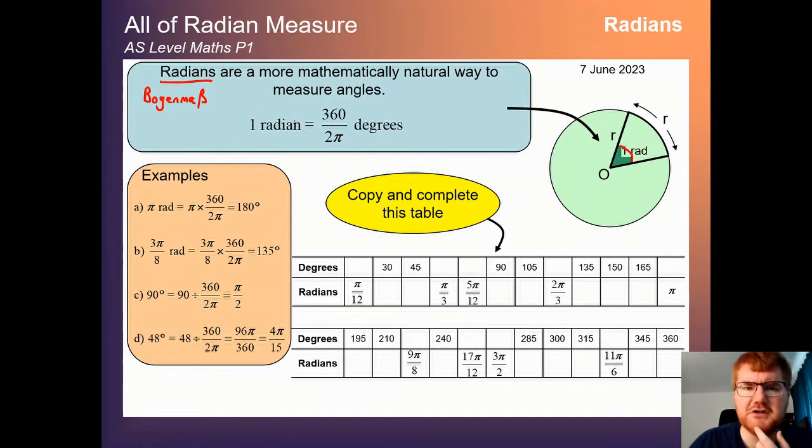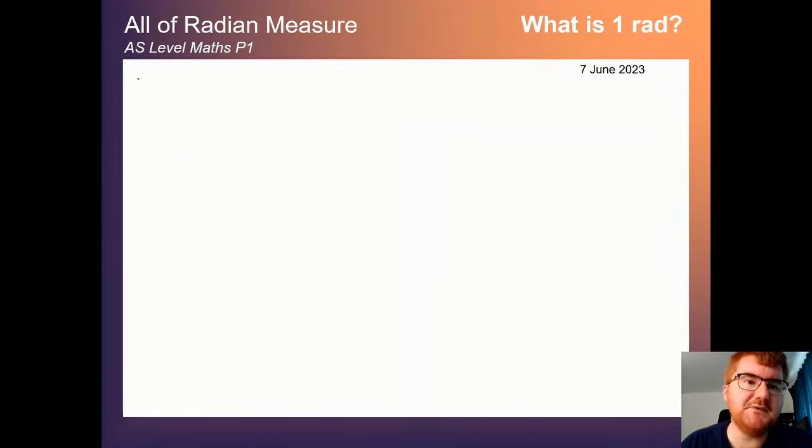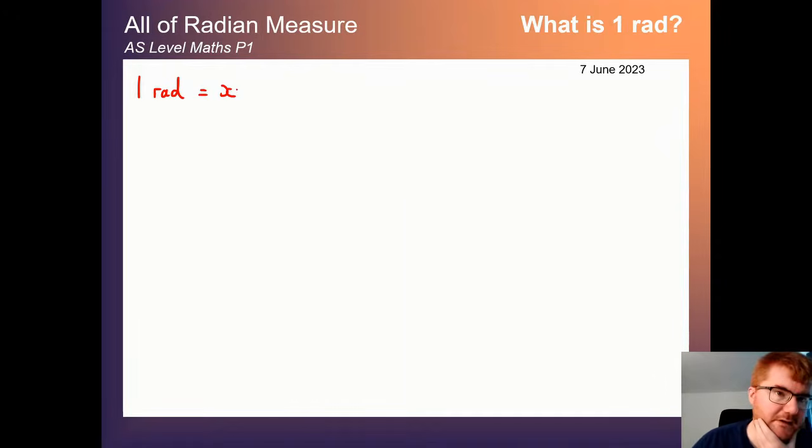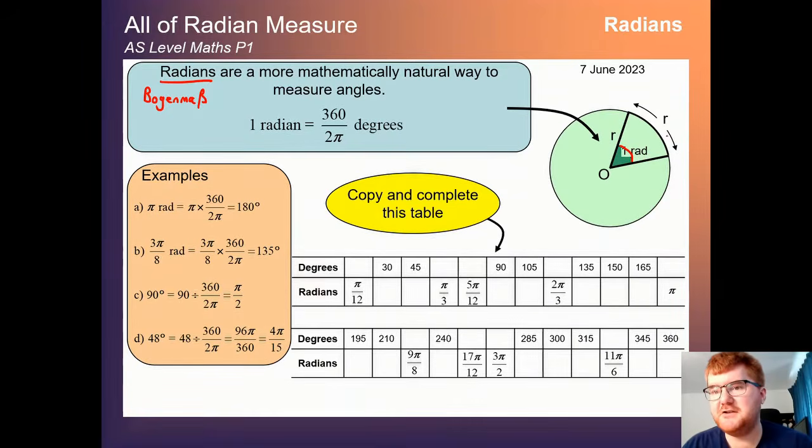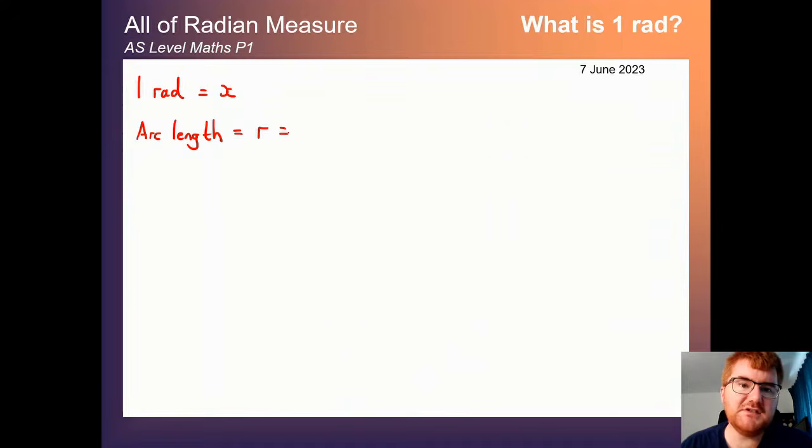And this very strange definition comes out here, which is 1 radian is equal to 360 over 2 pi degrees. Let me just show you very briefly where that comes from. So if I say that 1 rad is equal to, say, x, well, let's think about the arc length formula that we learnt from IGCSE. The arc length in our diagram here is just equal to r, and it's also equal to the angle, which is x in this case, in degrees here, over 360, and then times the formula for the circumference of a circle, which is equal to 2 pi r.